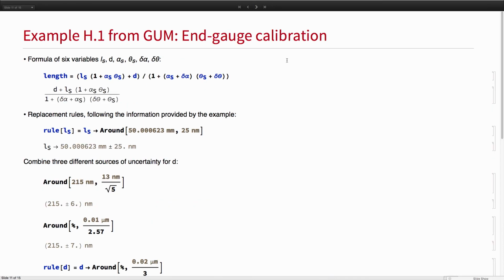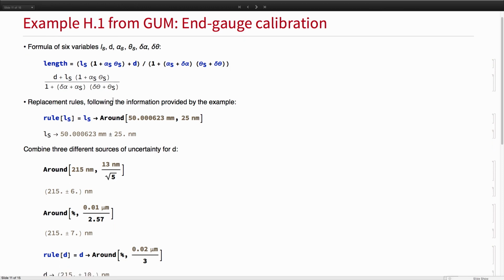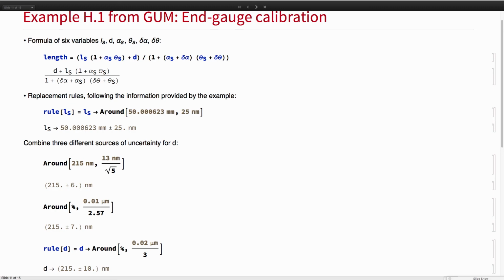The GUM document gives a variety of examples just to make sure that we are all understanding what's going on, and I just took one of them, the first one. They say take these 6 variables and let's compute this formula. And you see some of them are repeated, like alpha S or theta S, etc. So they then give a bunch of information about what the actual uncertain objects we are measuring are. So we have, for example, this one. So I'm going to create a rule for each of them.